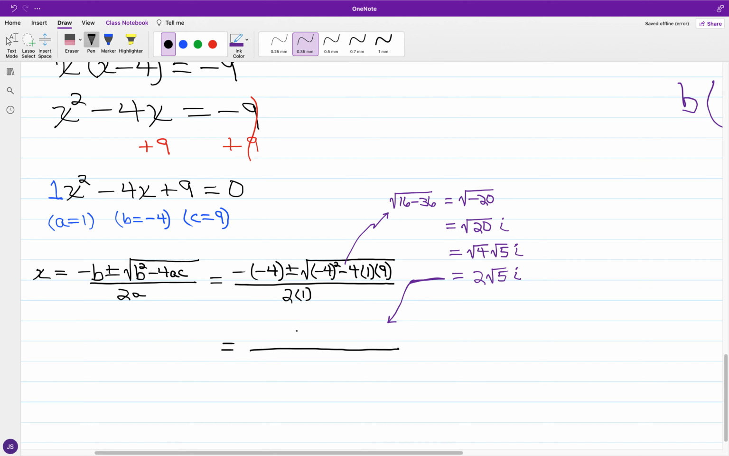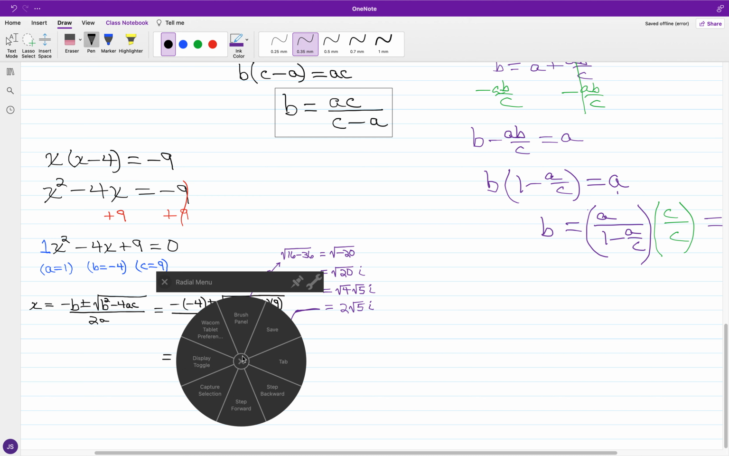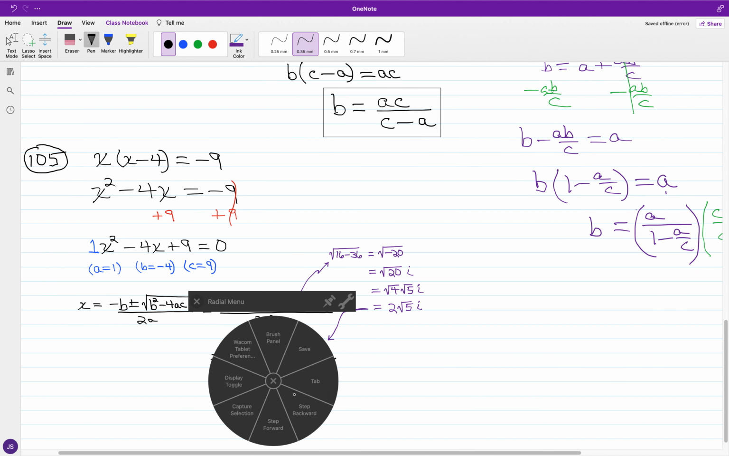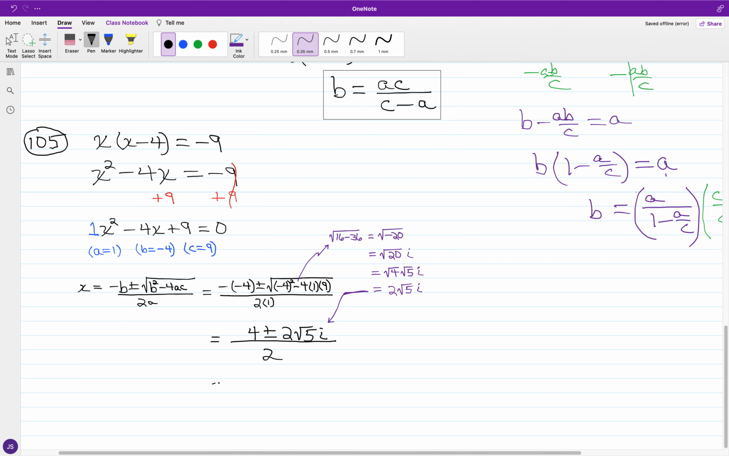Okay, so the opposite sign of negative 4 is 4. You have 4 plus or minus, and again, for the radical, we have 2 times the square root of 5i, all over 2. Again, all 3 terms have an even valued leading coefficient.